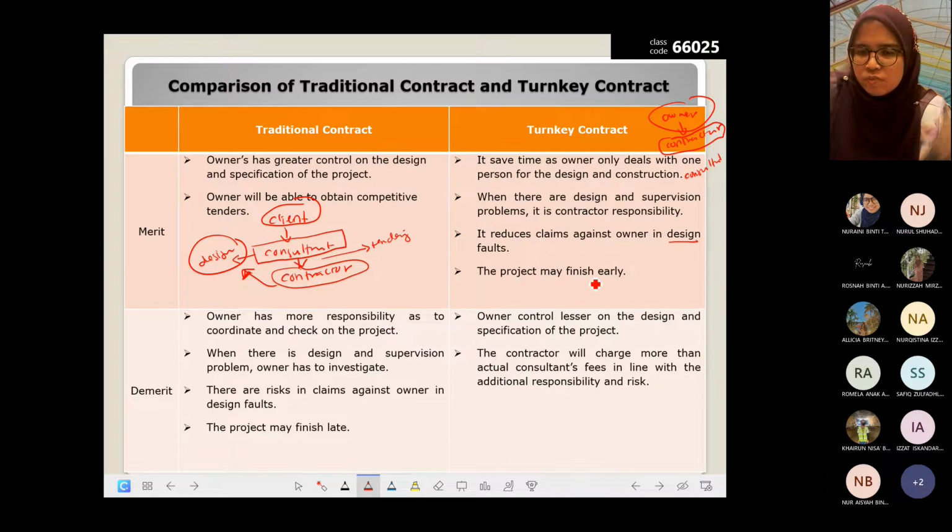So the project may finish early. So how come it can finish early? Sebab dia deal dengan contractor. So contractor will decide everything. Dia tak perlu tunggu kat approval consultant lah kalau sebenarnya.